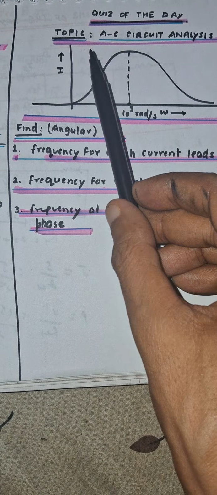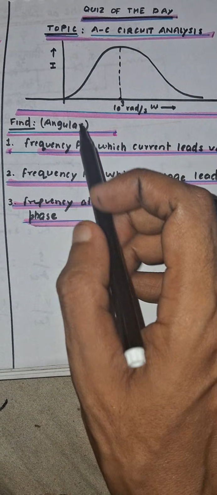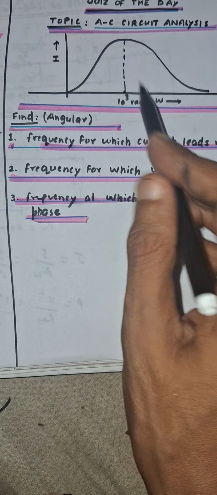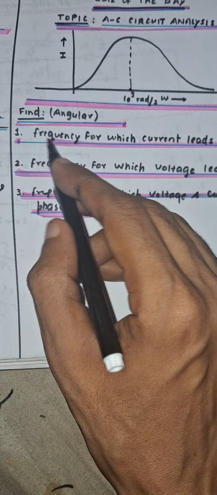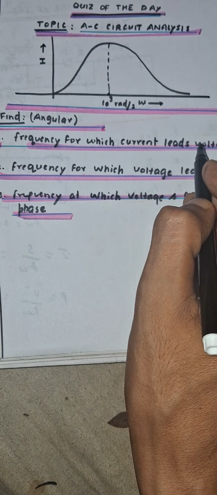So the topic we have chosen is AC circuit analysis. Here is a series RLC circuit in which the current versus angular frequency curve is shown to you, and you need to find the angular frequency. First thing is the frequency for which current leads voltage.